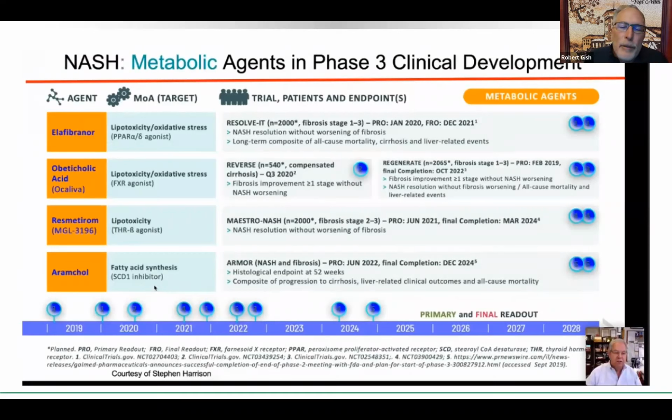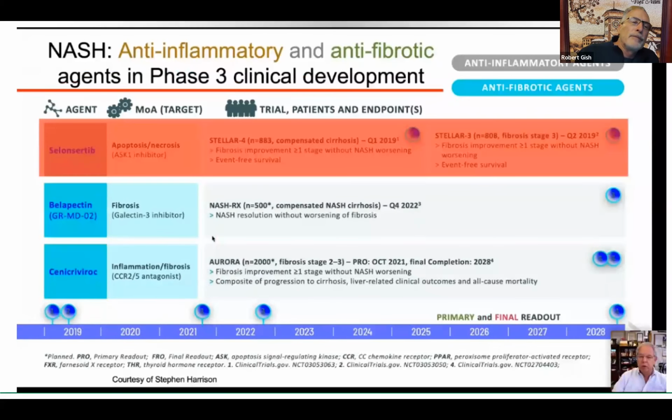In phase 3 is a number of medications. This is a little bit out of date because Aramchol, I don't think, is moving forward, but resmetirom and obeticholic acid hopefully will be approved this year sometime. Elafibranor looks good, but there's a better drug that came out behind that called lanifibranor. Looks also good, PPAR alpha gamma. Belapectin is gone. Cenicriviroc is gone. I think belapectin might be going back into a trial somewhere.